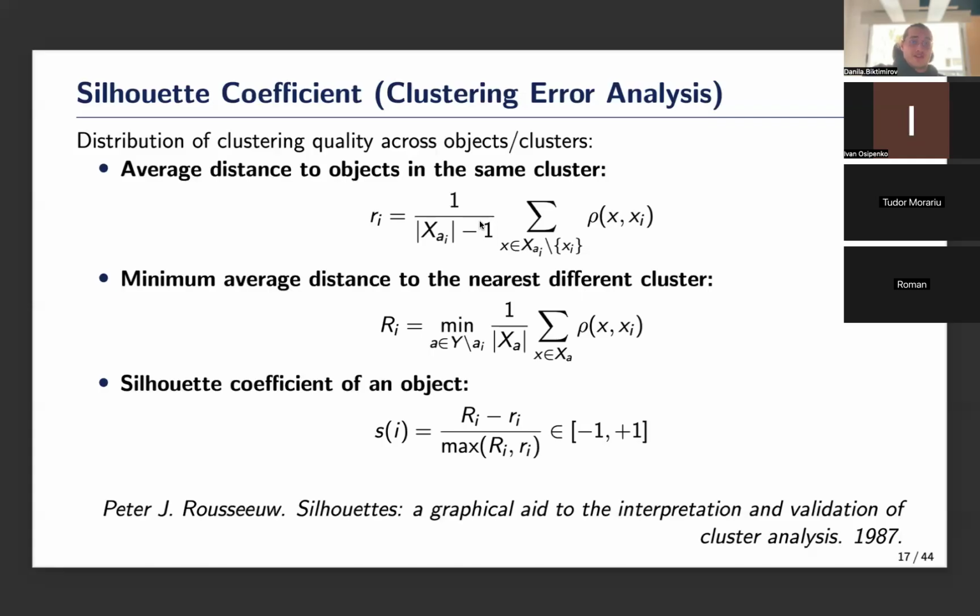A good clustering result should have silhouette scores close to +1 for most points in our dataset, meaning that all points are much closer to their own cluster than to the nearest foreign cluster. If many points have negative scores, it suggests that some clusters may be poorly defined or the number of clusters may need adjustment.